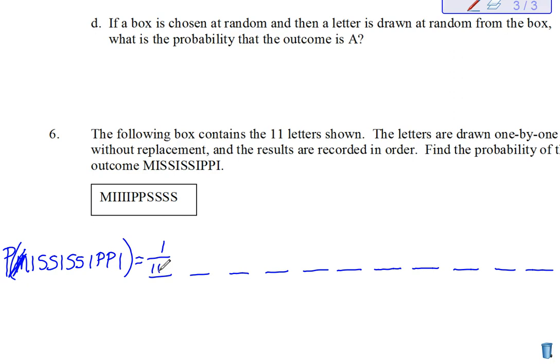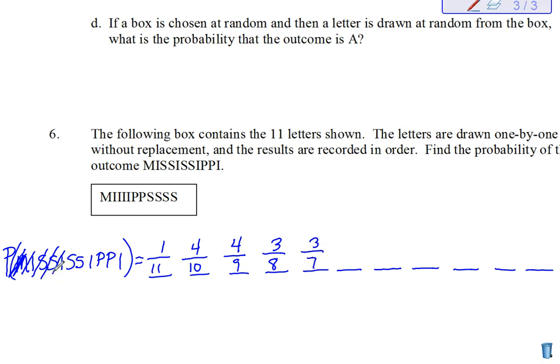Next, I want an I. When I look at this, there are 4 I's left, but there's only 10 letters left. So I'm going to mark that out. Then I want an S. When I count, there's still 4 S's, but now there's only 9 letters. And so I'm going to mark that out, just doing that to help myself. I want an S again, but now there's only 3 S's and there's only 8 letters. Then I need an I. There's only 3 I's left out of 7 letters.